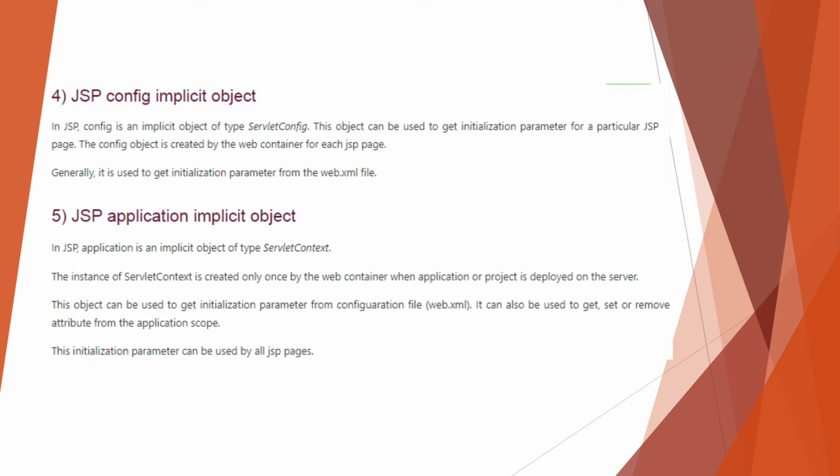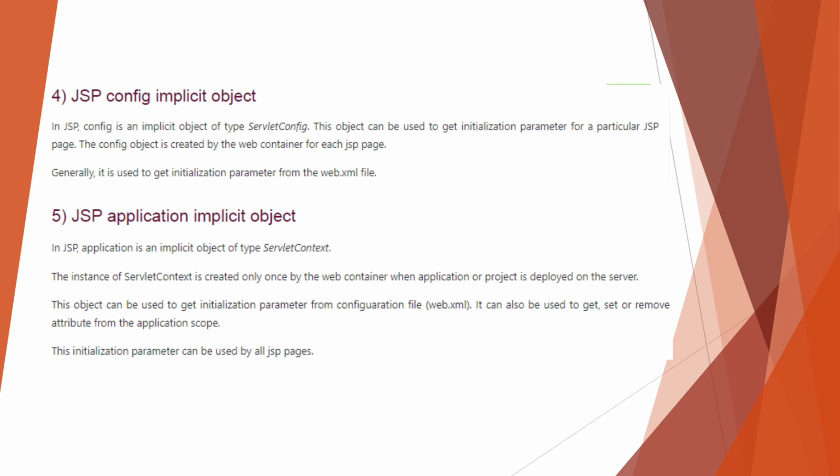This object can be used to get initialization parameter from the configuration file. It can also be used to get, set or remove attribute from the application scope. What does it mean? Whether I want to get, set or remove anything in this scope, it will be done by the application object. The initialization parameter can be used by all JSP pages.